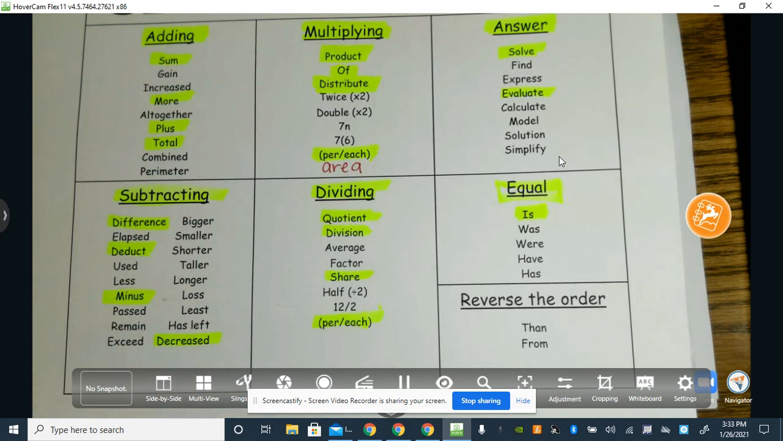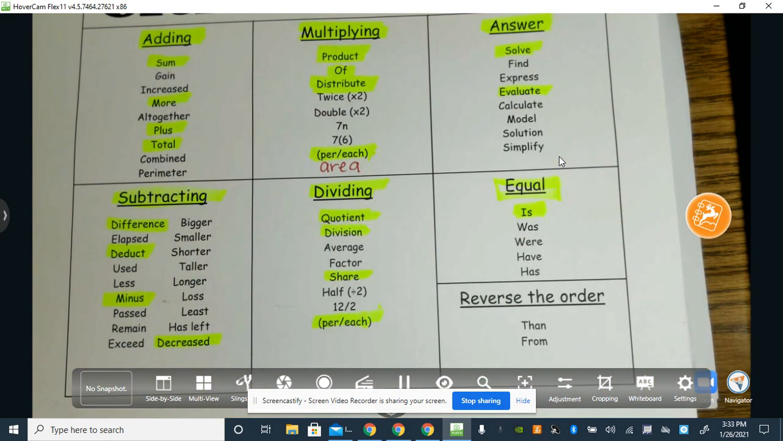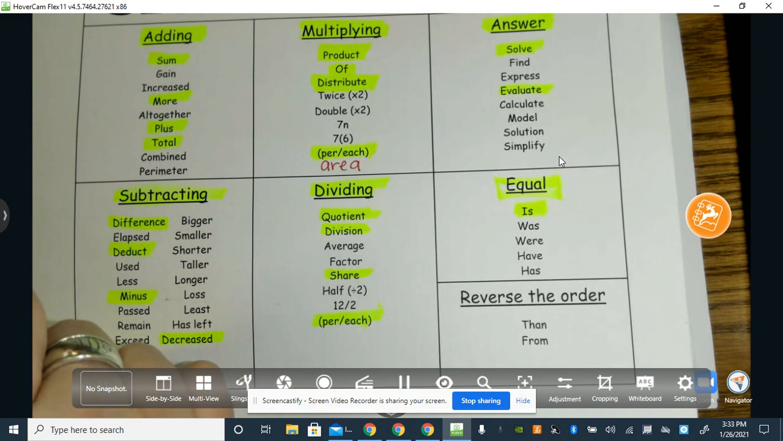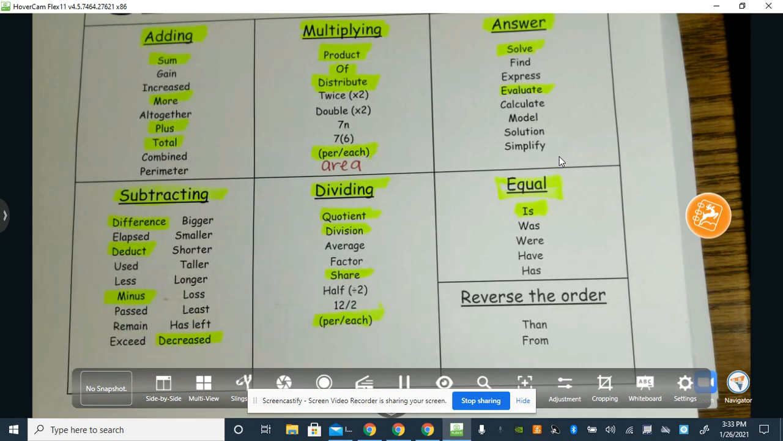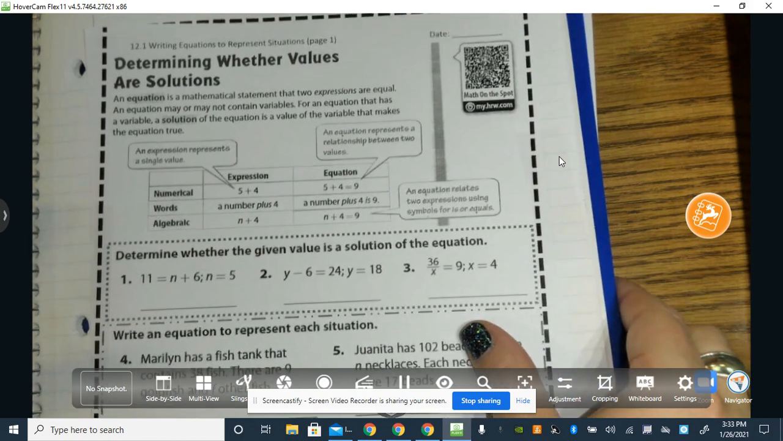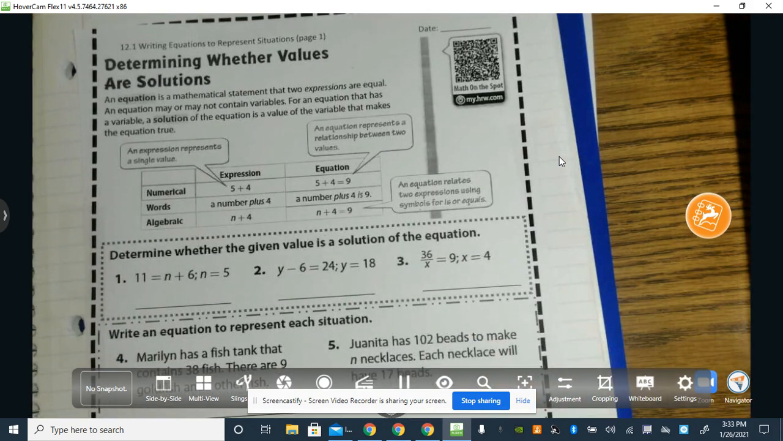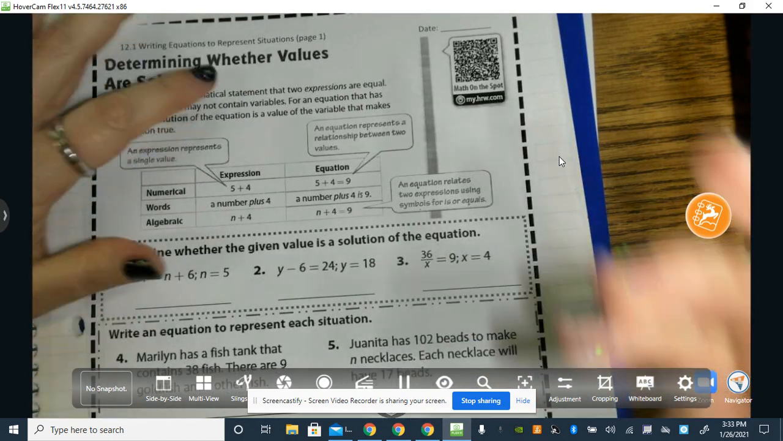So I want you to remember these clue words, especially when we start writing equations, and they're in word form, and we need to make them into algebraic form where we put numbers and variables together so we know which operation we are working with. Okay, so we're going to turn our page on over, and today is 1/26/2021.